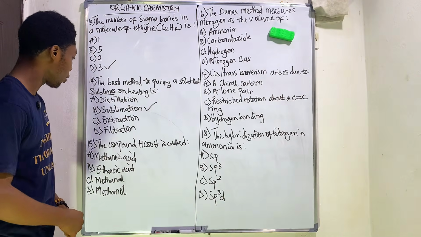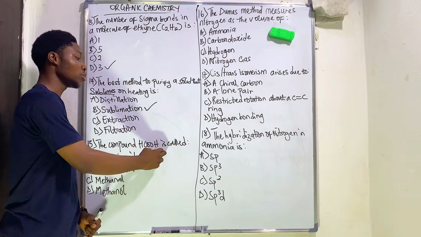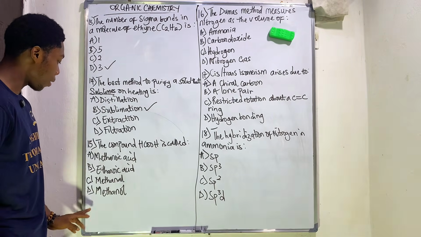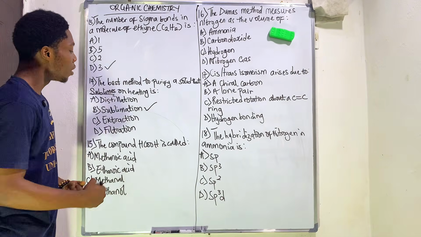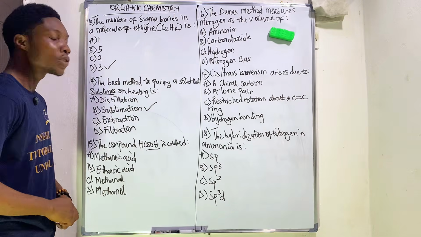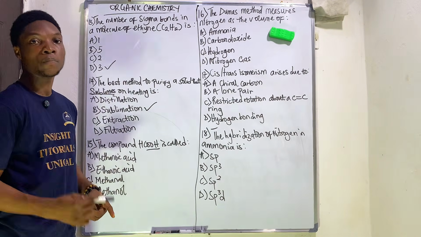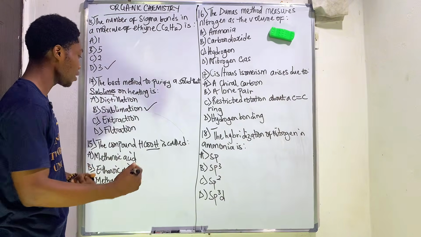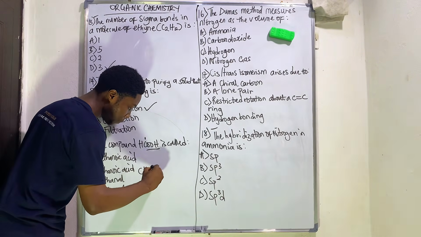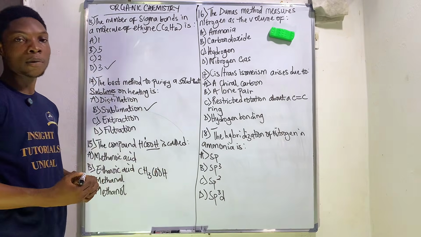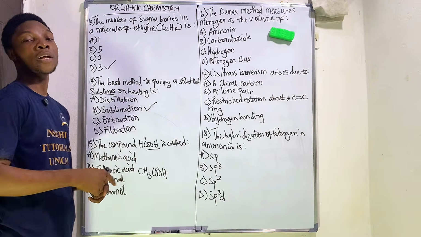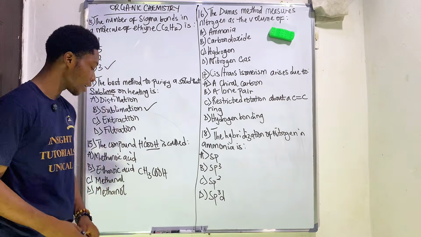All right. Next question. The compound HCOOH is called A, methanoic acid, B, ethanoic acid, C, methanal, D, methanol. Now, first of all, the functional group here is COOH, which is peculiar to alkanoic acids, right? So now, is it methanoic acid or ethanoic acid? The answer will be methanoic acid. The reason being that it has only one carbon atom. If it was two carbon atoms, just like CH3COOH, this is two carbon atoms, and that is ethanoic acid. But this has only one carbon atom.